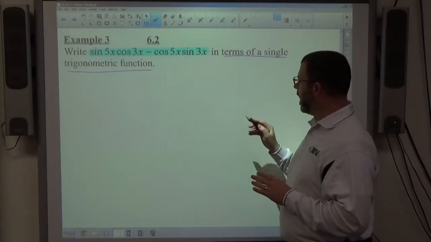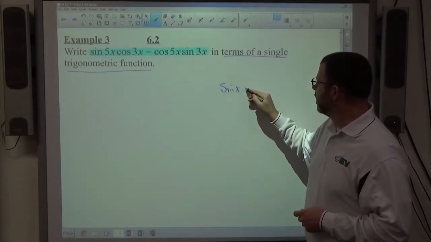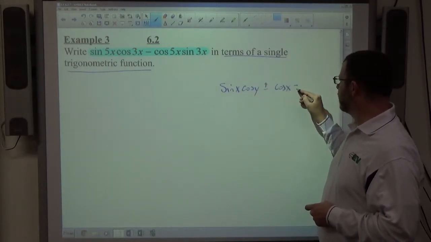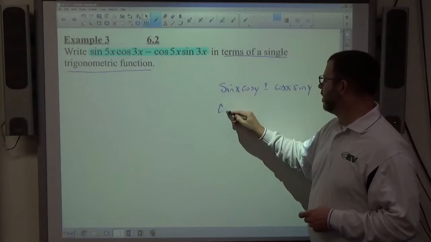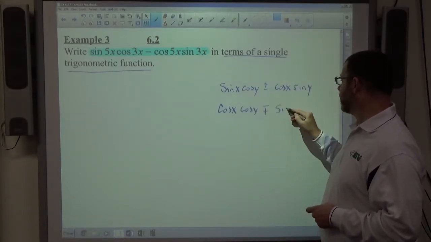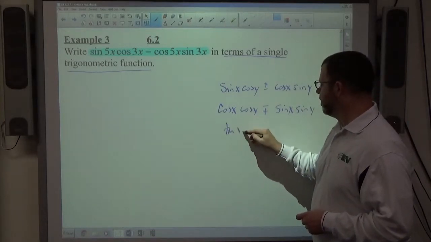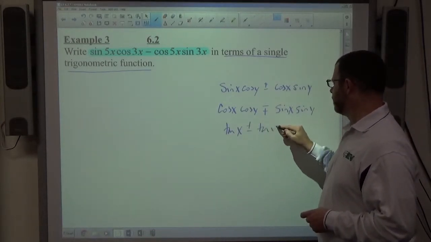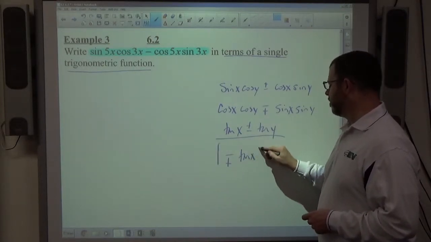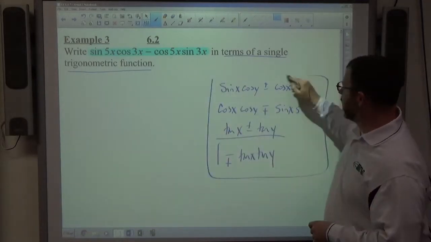What I want you to look at on 32, 33, and 34, and if I write them correctly this time, we've got sine of x, cosine of y, plus or minus cosine of x, sine of y. You got cosine of x, cosine of y, minus plus sine of x, sine of y. And then you got tangent of x, plus or minus tangent of y, over 1 minus plus tangent of x times tangent of y.